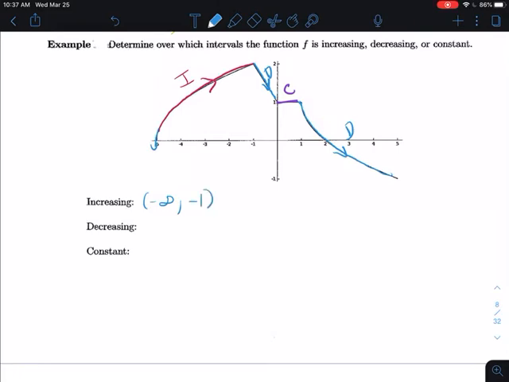It decreases in two parts. It's decreasing from -1 to 0. Remember, you're using x values. And then union from 1 to positive infinity. This graph never ends, infinity. And then that constant piece, from what x value to what x value, would be from 0 to 1.